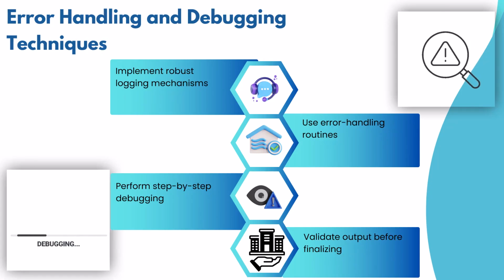Mistakes happen, but great error handling makes sure they don't derail the whole operation. Start with solid logging, you'll thank yourself later. Error handling routines catch issues before they explode. Debugging isn't guesswork, step through logically. And always validate output, because the worst errors are the ones you don't catch until it's too late.